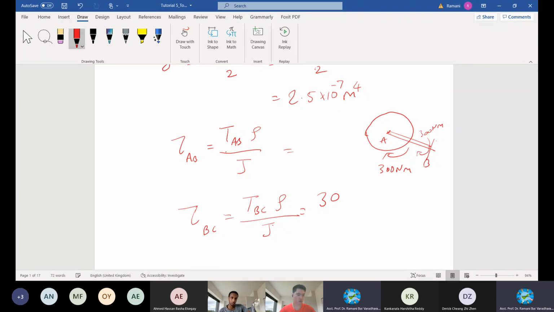I'm doing for AB. 300 times 0.02 divided by, what is this value? 2.5 times 10 to the power 7. Can you give me the answer?